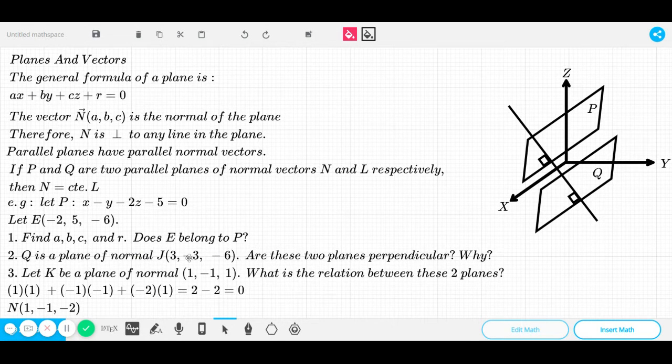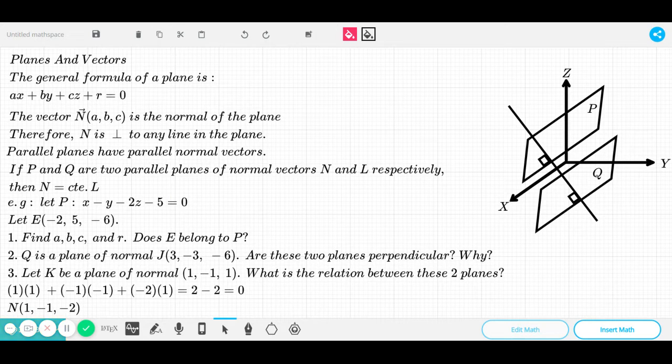Does E belong to P? To find whether E belongs to P or not, we can simply substitute the coordinates of E in the equation of P, and we'd see that it's equal to minus 2, minus 5, minus 2 times 5, that is minus 7. Minus 2 times minus 6 is equal to 12, so minus 7 plus 12 is equal to 5. 5 minus 5 is equal to 0. Therefore, 0 is equal to 0. That is compatible. That means that E does in fact belong to the plane P.